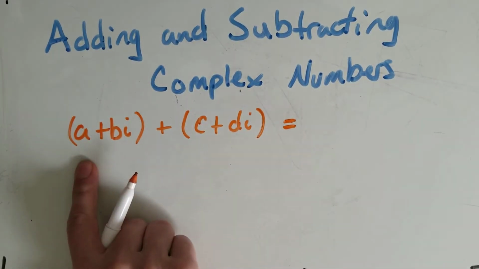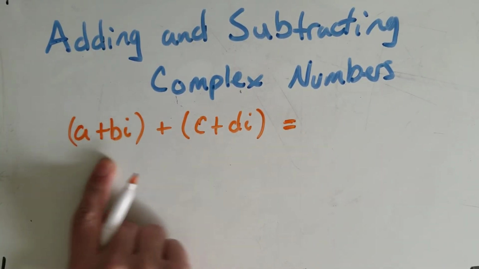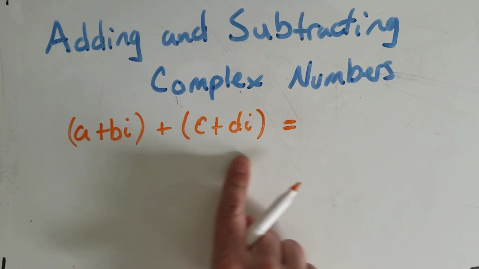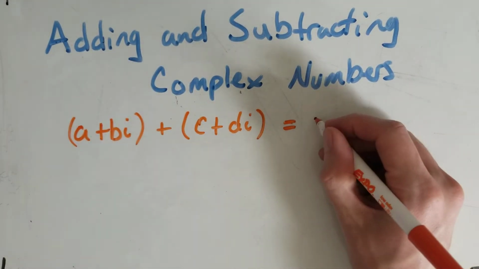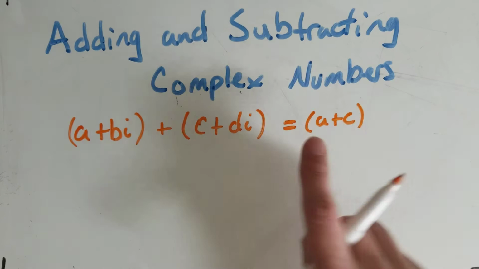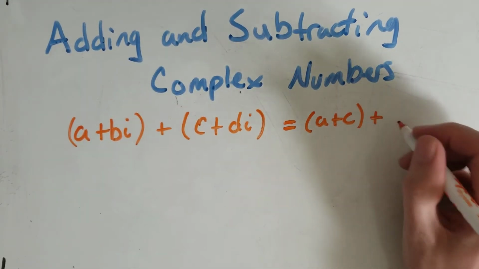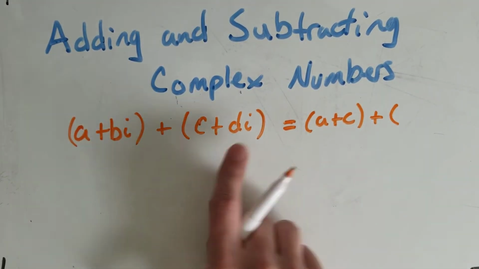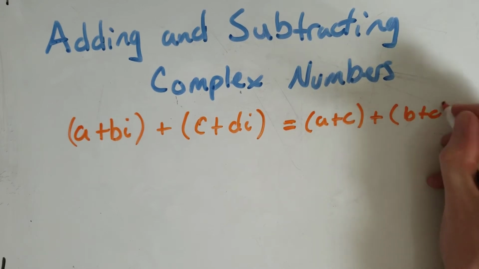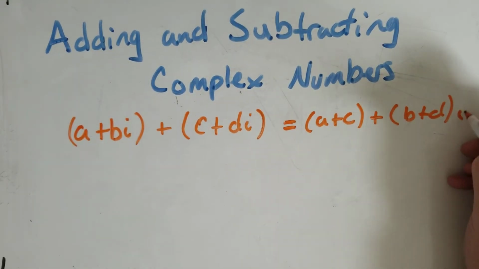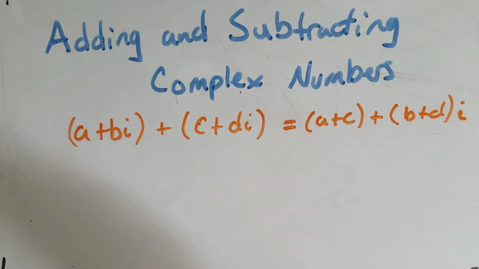So if you have a plus bi, that complex number, plus c plus di, that complex number, you're going to do a plus c, add the real parts, and then you're going to have plus, and you're going to add the imaginary parts, so b plus d, and then of course there'll be the i there as well.